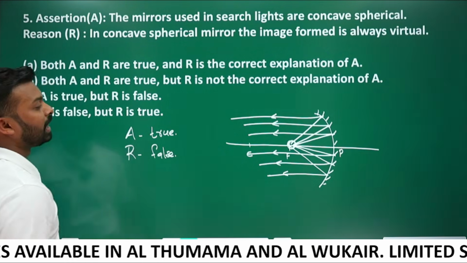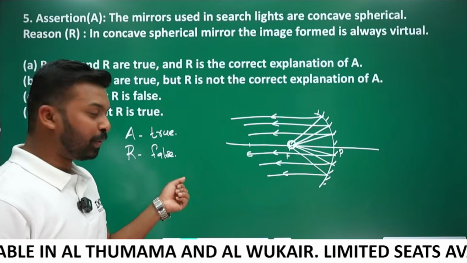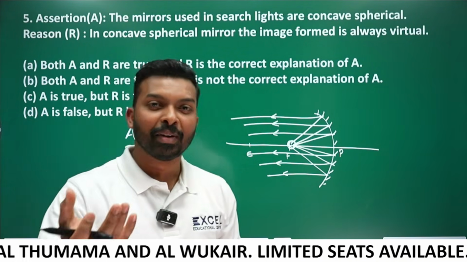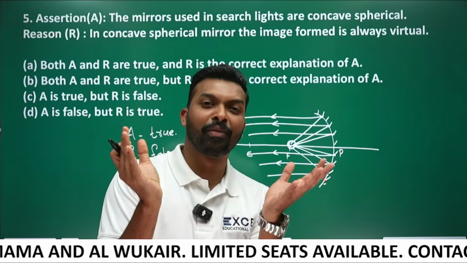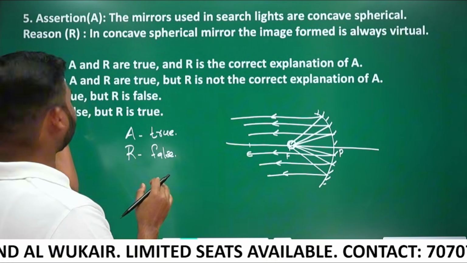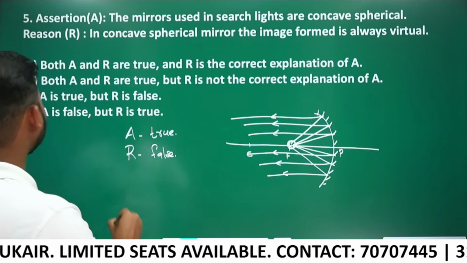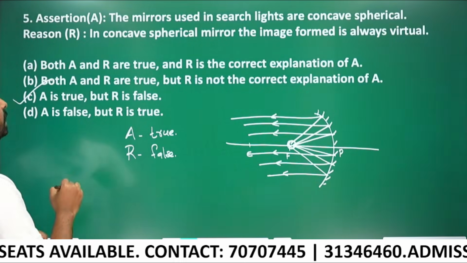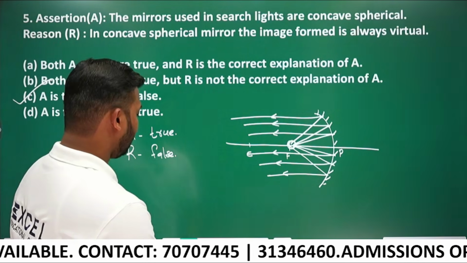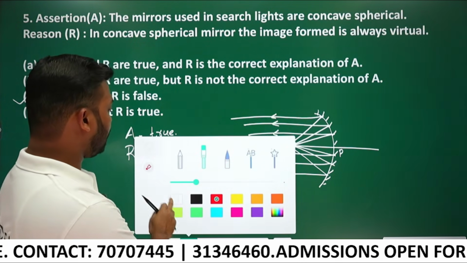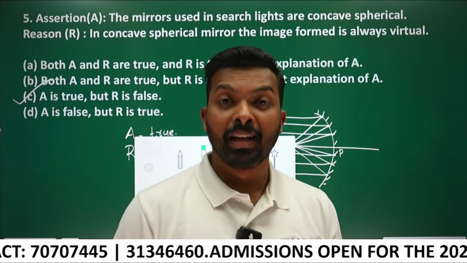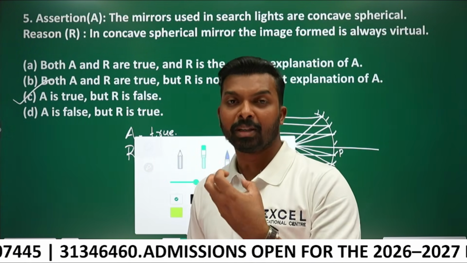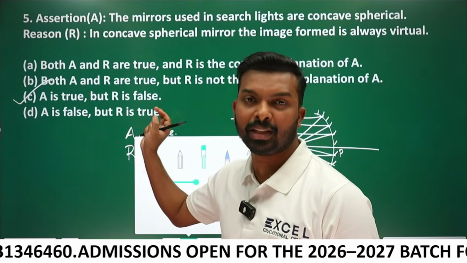So we can say here the assertion is true, the reason is false. If any of the statements is false, there is no confusion. You can go for either C or D. Here the assertion is true and the reason is false, so you can go for option C. Clear or not? If both the statements are true, then only you should be much more careful, or else it is easy to decide.